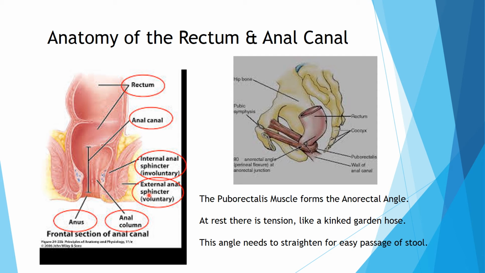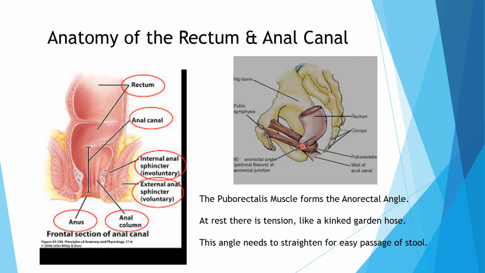This time the message from the brain is, it's safe, let's pass stool. So that external sphincter muscle, the one we have control over, is going to go from a closed neutral position to a relaxed and lengthened position. And in doing so, the internal sphincter muscle is also going to stay relaxed and open. But more importantly, we're going to see a change in how this muscle here, this puborectalis muscle, looks.